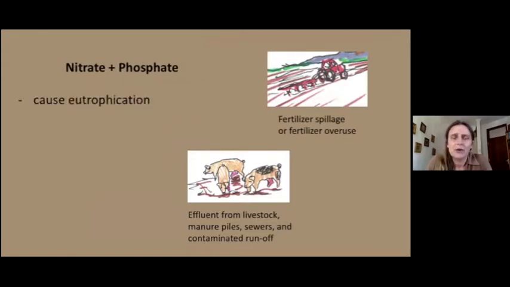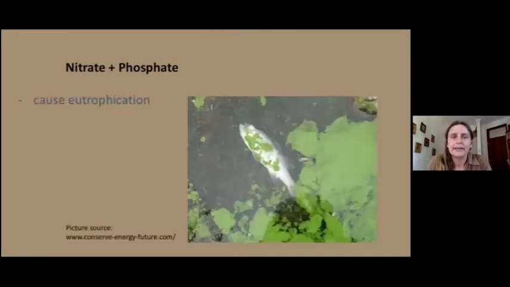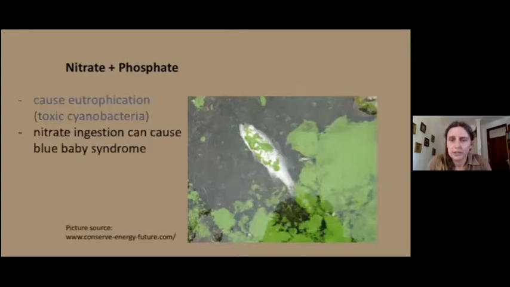When entering open waters, nitrates and phosphates cause eutrophication, which, as you probably recall, causes excessive growth of algae and depletion of oxygen in the water. The decaying algae, however, can also produce toxic bacteria. Ingestion of nitrate can cause a condition called blue baby syndrome, which is the result of lack of oxygen in the blood. And this can, of course, result in serious illness and even death.